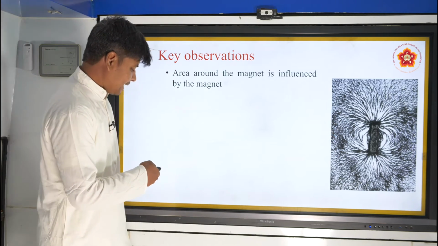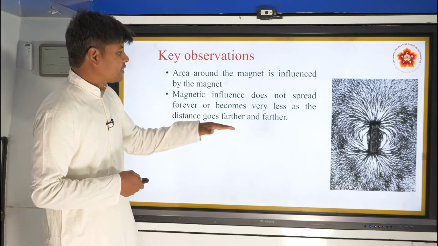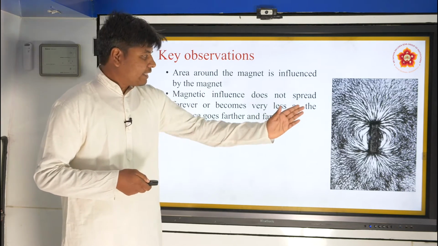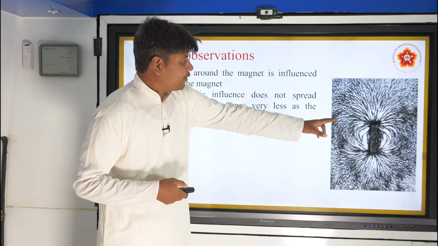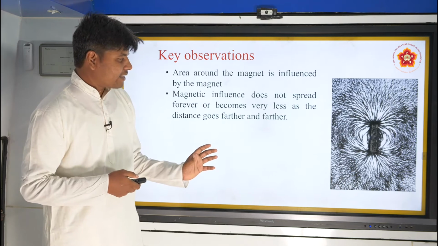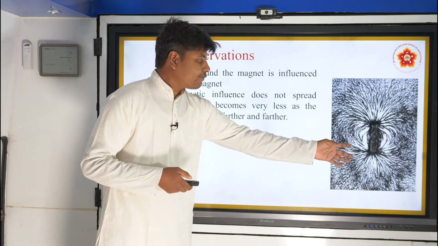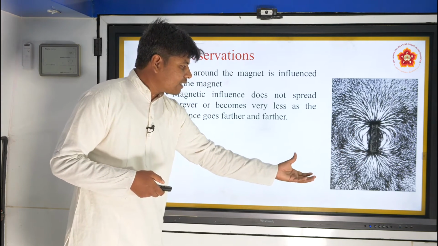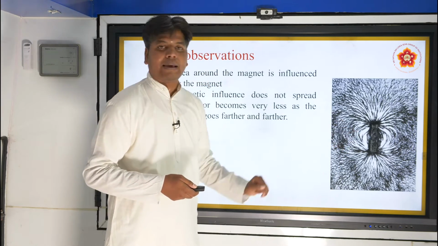Right? The second point: the magnet's influence does not spread forever, it becomes very less as the distance goes farther and farther. If you place the magnet here, in the corners you can see the iron filings are not as affected as they are near the magnet. Near the poles, you can see how dense the particles are. As you go away, they are still somewhat influenced, but not as much as near the magnet.